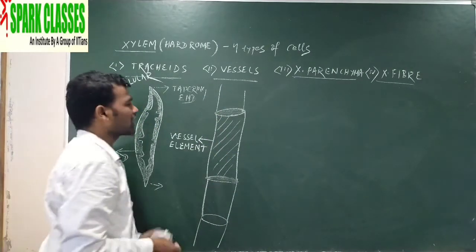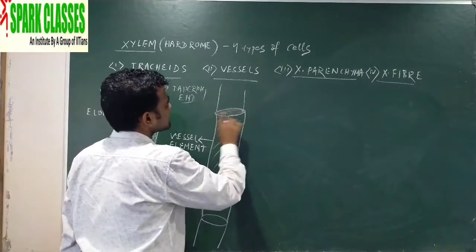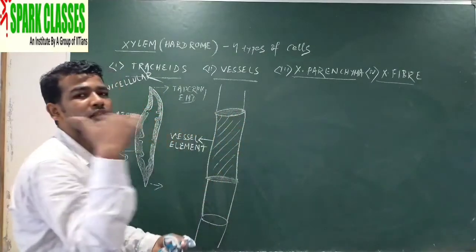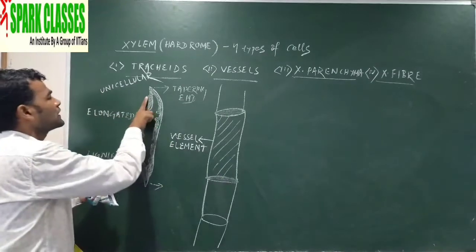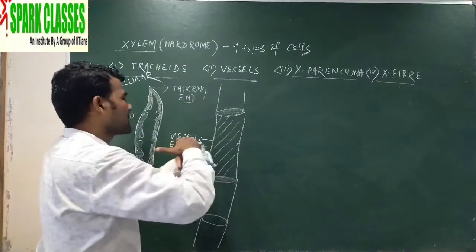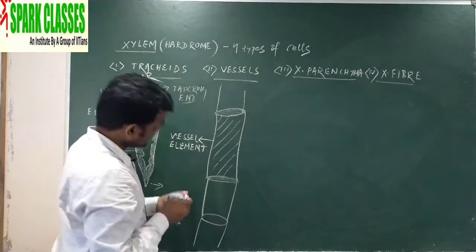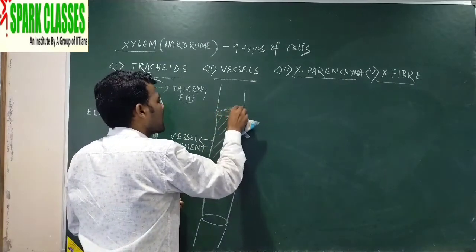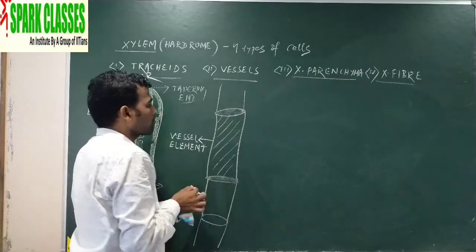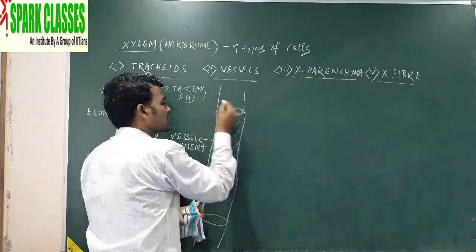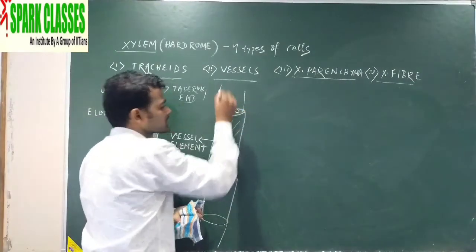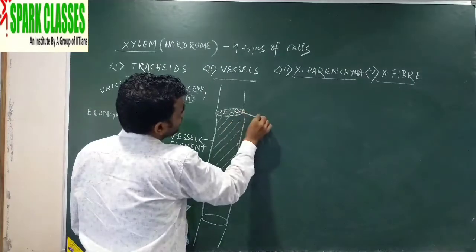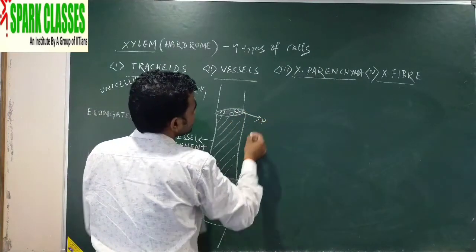And if you look at the vessel end, these ends are generally transverse, or a plate-like structure. It is not tapered or pointed. It is having a plate-like structure. This end is called the end plate. And the end plate has pores or perforations. There are holes in the end, and these holes are called perforations or vessel pores.